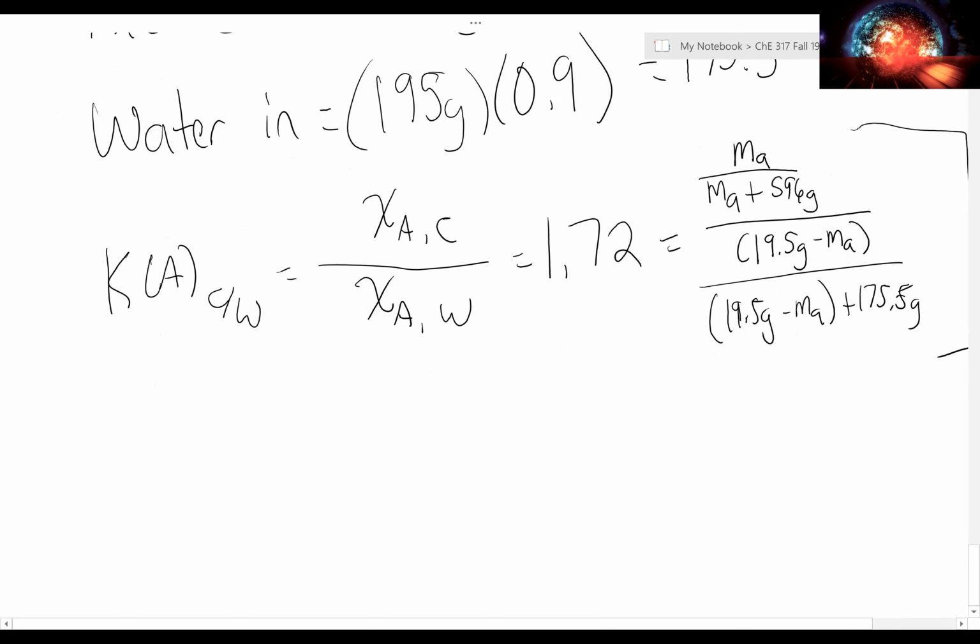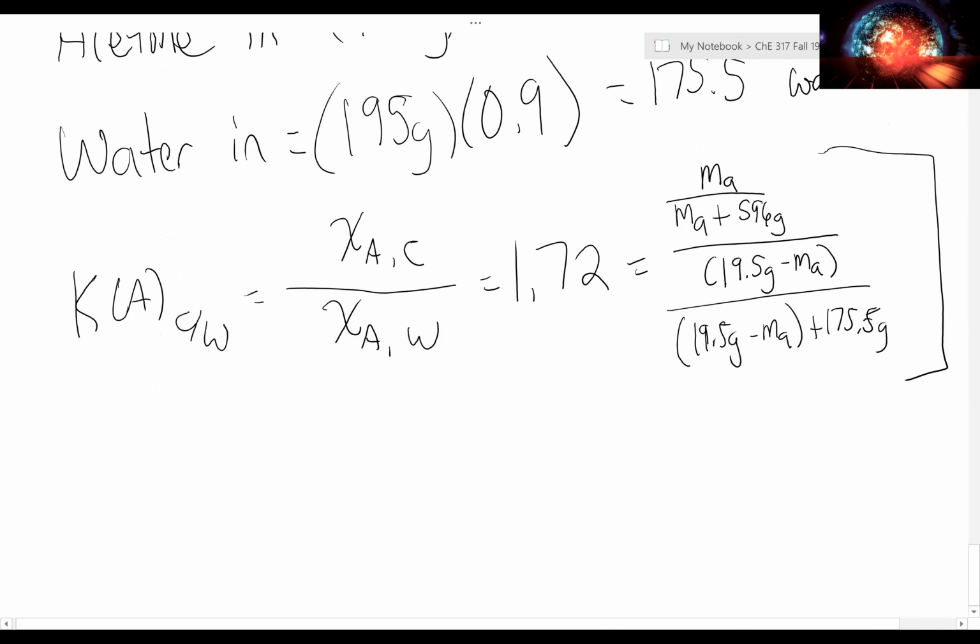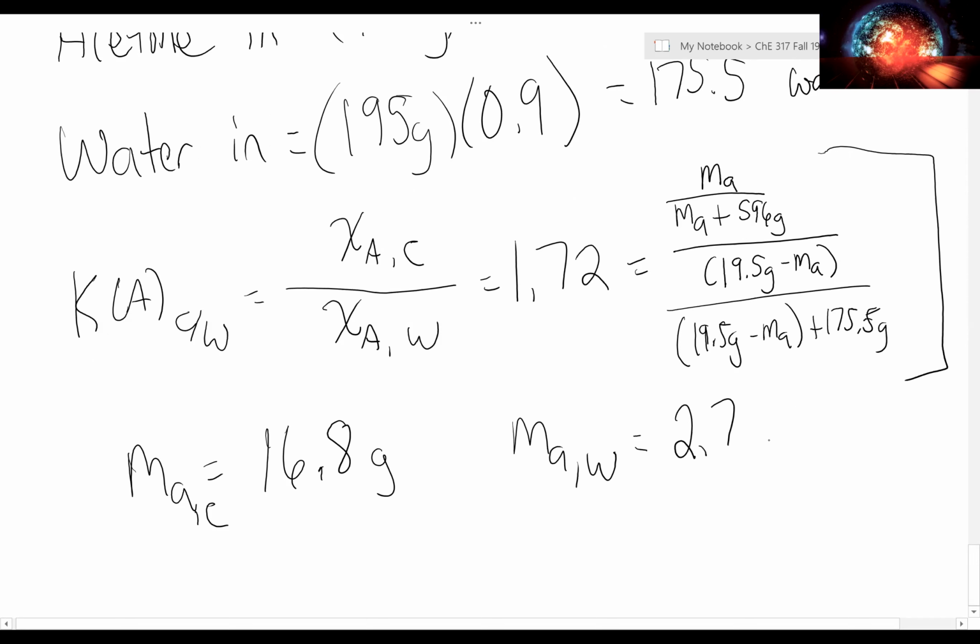All right, so if I look at that one equation, one unknown, and if I solve that mass, which is the mass of acetone in the chloroform phase, it ends up being 16.8 grams, which means the mass of acetone in the water phase is 19.5 minus 16.8, or 2.7 grams.